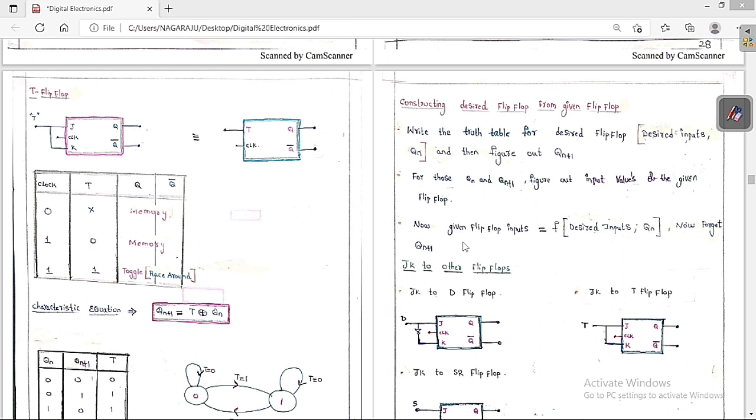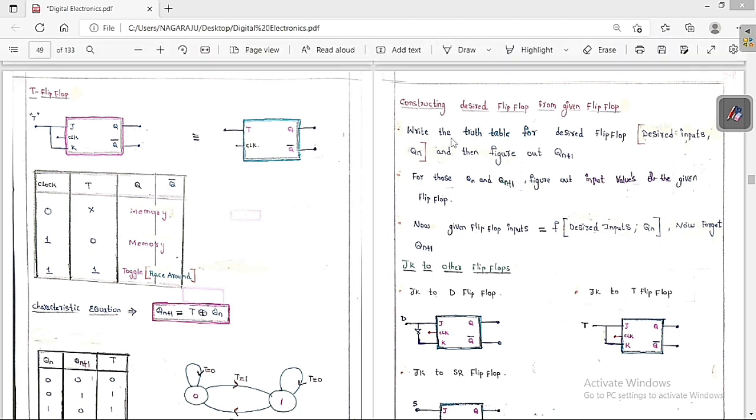So if you follow these 3 steps, definitely you are going to build the desired flip-flop from the given flip-flop. The first thing to always remember is to write the truth table for the desired flip-flop, which is desired inputs comma Qn, and from this figure out the Q of n plus 1. The second step is for those Q of n and Q of n plus 1, figure out the input values of the given flip-flop. Now write the given flip-flop inputs as a function of the desired inputs comma Q of n, and forget about the Q of n plus 1. If you do this, definitely we are going to get the desired flip-flop from the given flip-flop. These 3 steps are important to always keep in your mind.